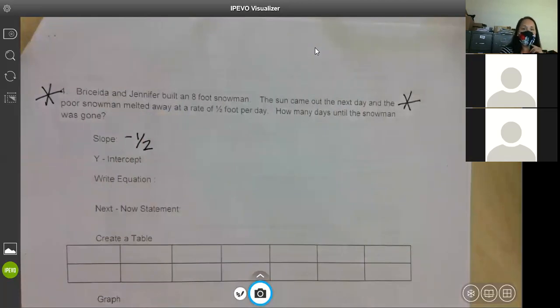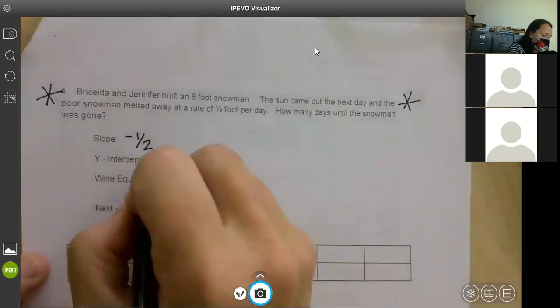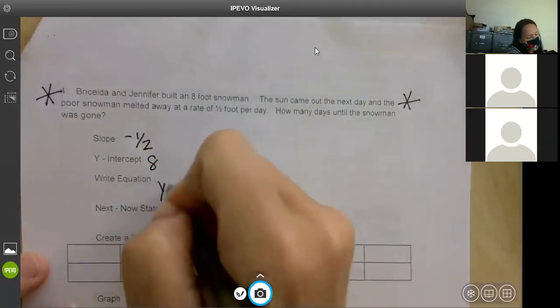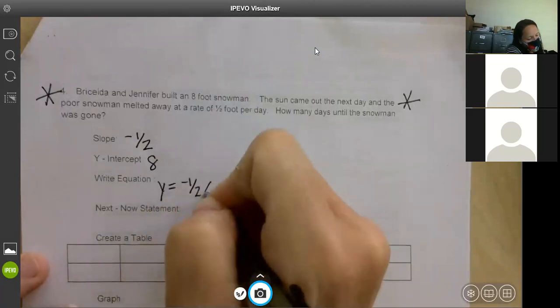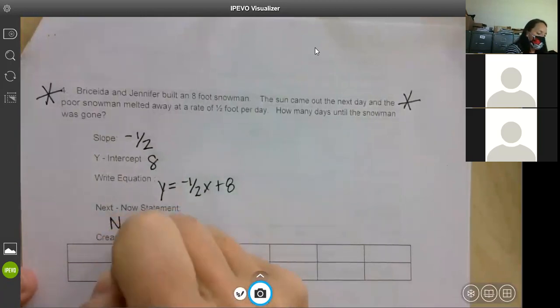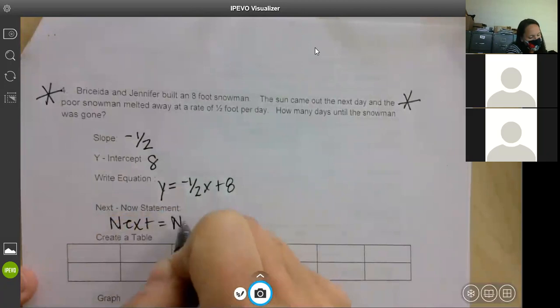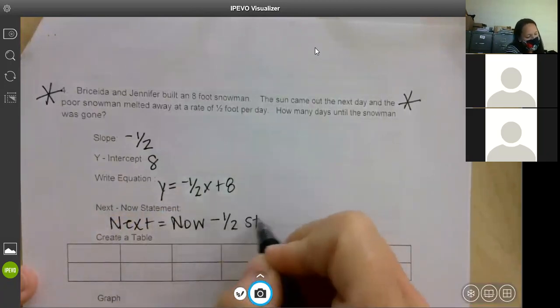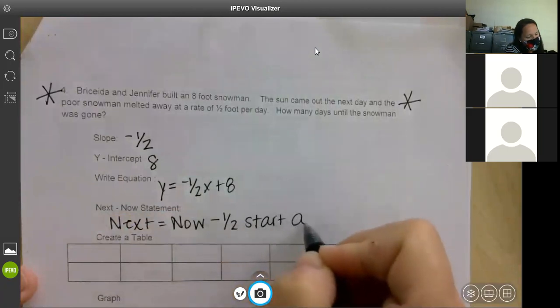What's your y-intercept? Where did we start? At 8 feet. So what's our equation? Y equals? Perfect. Next now statement, next equals now. Minus 1/2, start at 8. Perfect. Watch those signs. You did great.